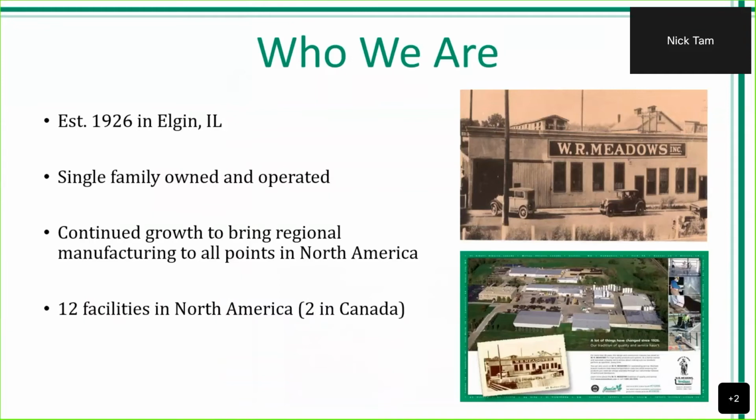So a little background on WR Meadows. We are a manufacturing company of Division 3 and 7 materials, and we were founded in 1926 in Elgin, Illinois. Ever since our founding, we still are single family and privately owned and operated. But with that, we are continuing to grow throughout North America. Currently, we have 12 facilities with 2 in Canada. Our work isn't just limited to North America, though, as we do have a lot of work internationally as well.